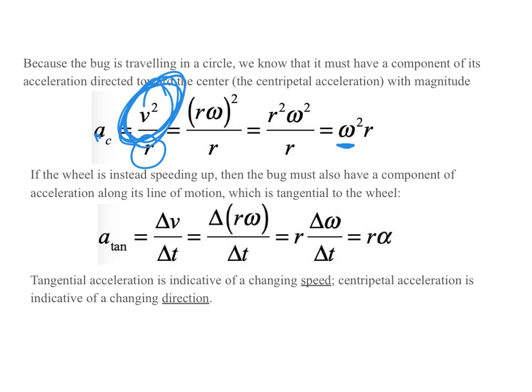And then here we see the other thing, sort of if the wheel is speeding up, then the bug has a component of acceleration along its line of motion, which we call tangential. And again, we get over here that tangential acceleration is r alpha. Tangential acceleration is indicative of changing speed, whereas centripetal acceleration is indicative of changing direction.